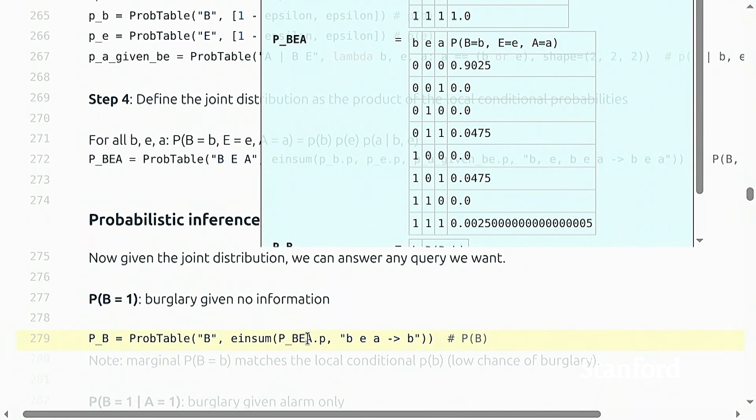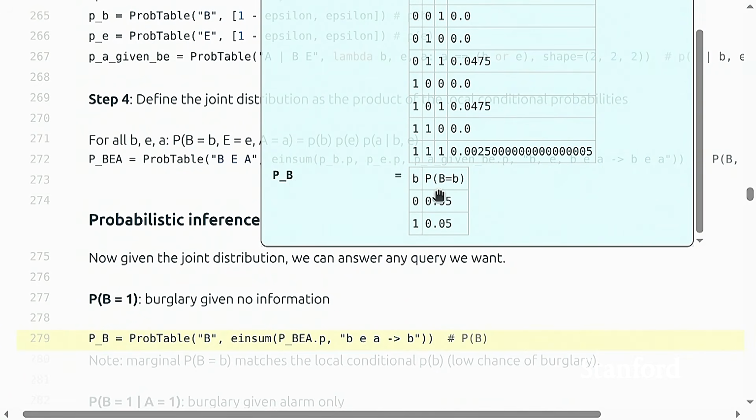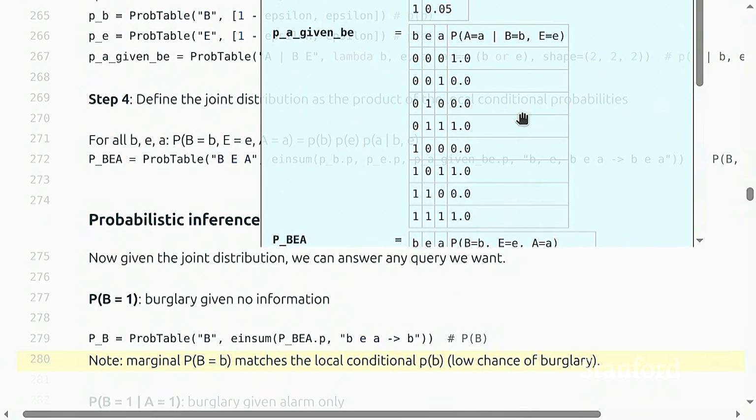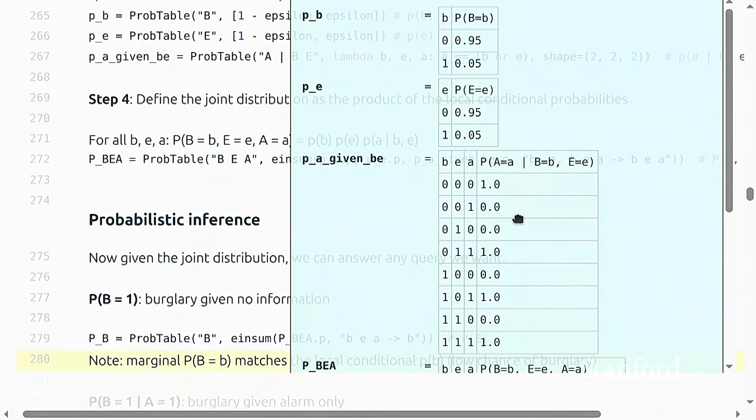And do a bunch of marginalization and conditioning as needed. So this is fairly straightforward. I have this joint distribution, and I erase E and A, which means I'm marginalizing them out, and that gives me the probability of B. Okay, and you'll notice that this is the exact same as the local conditional distribution of B that I had earlier, which is good.